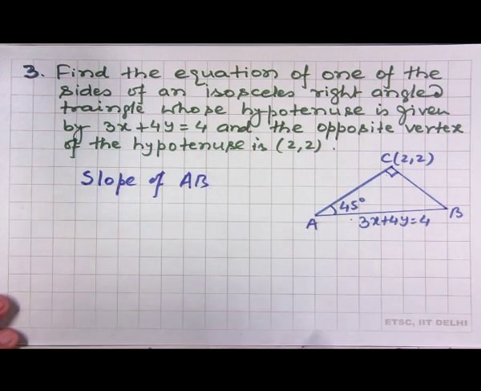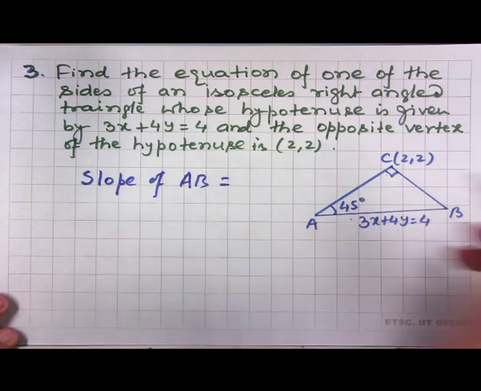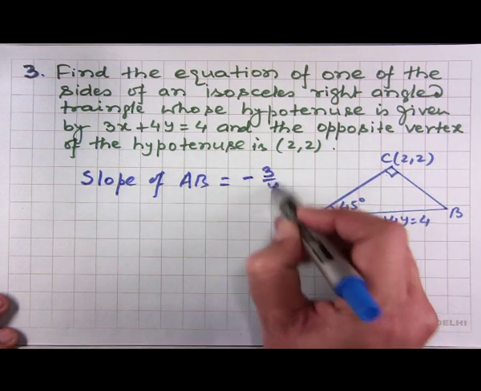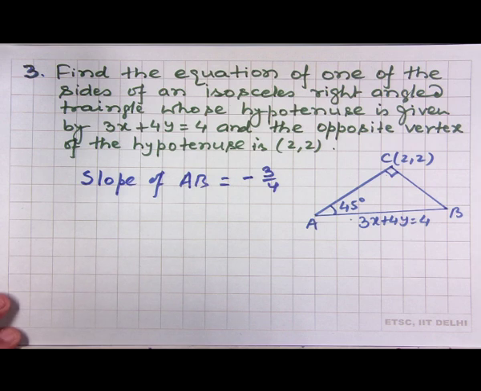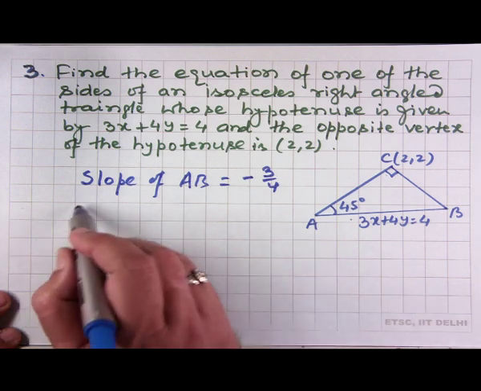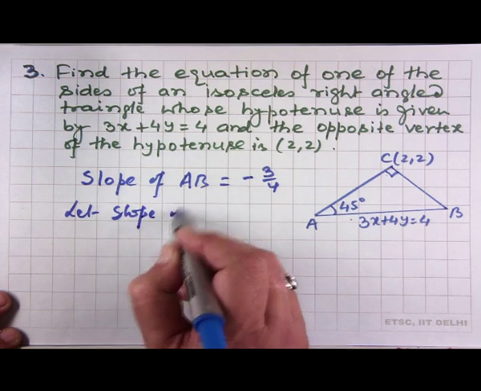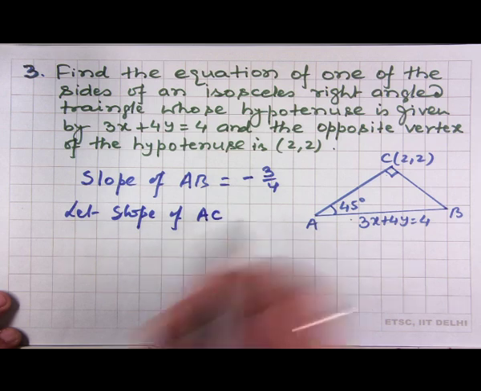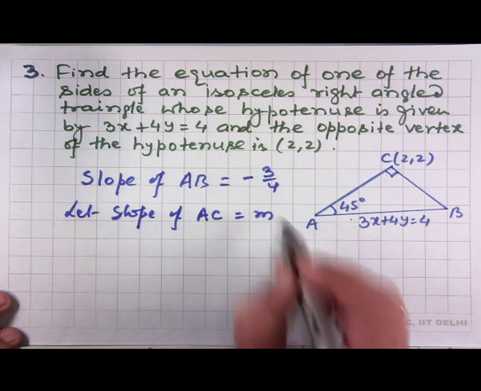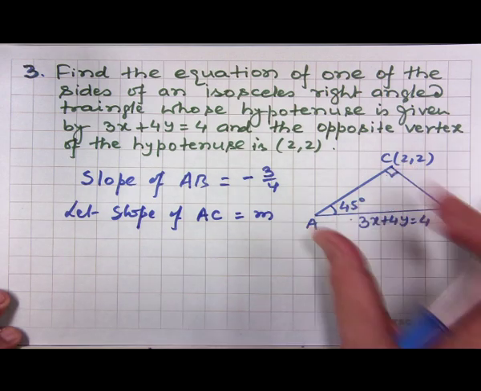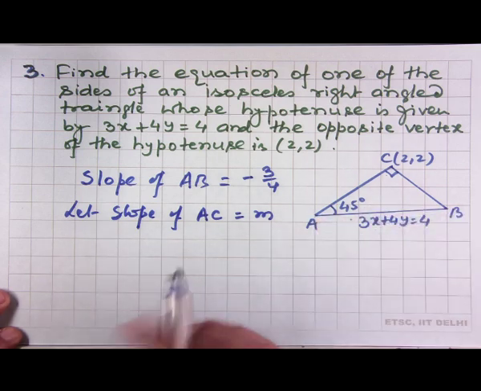Slope of AB is equal to minus 3 by 4. Let slope of AC be equal to m. Now this line AC and AB make an angle of 45 degrees.